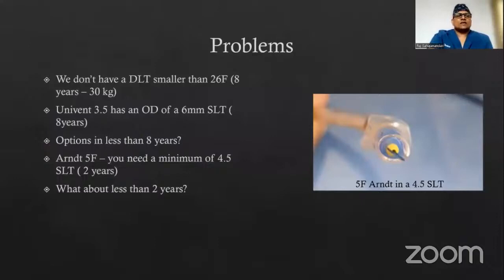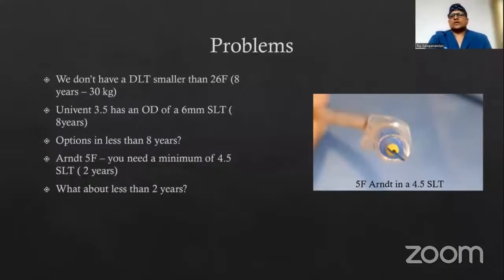So what are the options in less than 8 years? A 5 French blocker is an option, but you need a minimum of 4.5 millimeter single lumen tube. That is 2 years for a coaxial placement. So what can you do in less than 2 years? You need to probably think about extraluminal placement.